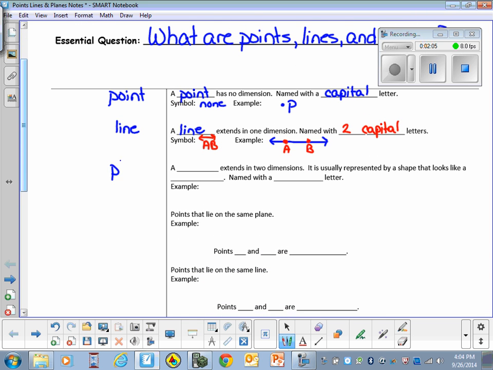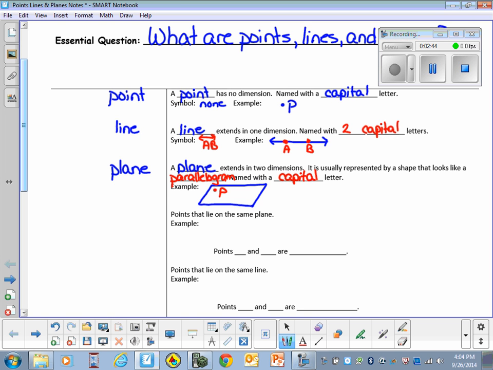A plane extends in two dimensions. Planes have length and width, but no height. We think about a flat surface that goes on and on and on forever when we think about planes. We usually draw them by drawing a shape that looks like a parallelogram, and then we put a point inside. We name it with a capital letter.